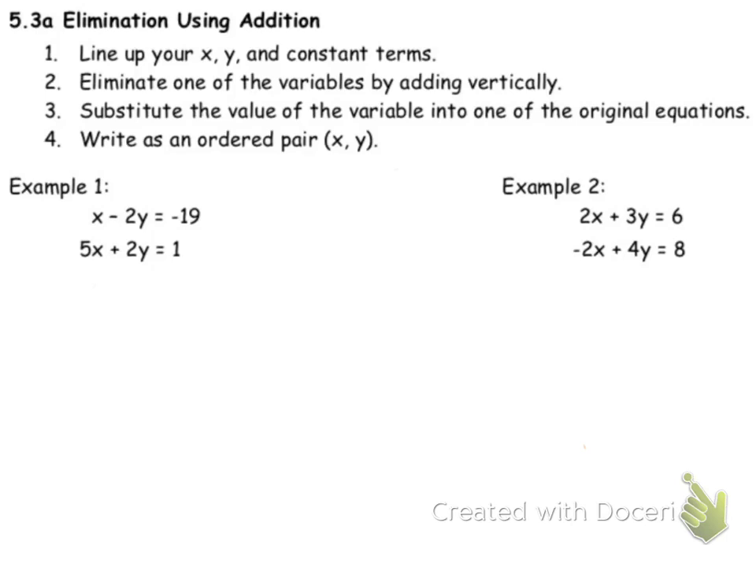Julie, what's step 3 say? Hey guys, listen to Julie. You guys are being very rude. Thank you. Go ahead. Substitute the value of the variable in one of the original equations. Thank you. And then Tristan, what's the fourth step say? Write as an ordered pair. Write it as an ordered pair, x comma y.